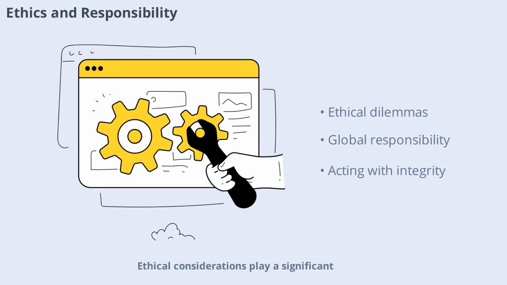Ethical considerations play a significant role in navigating geopolitical tensions. Decisions made on the international stage can have profound impacts on people and the planet. Balancing national interests with global responsibility is a constant challenge. In this scene, we'll explore the ethical dilemmas faced by leaders and the importance of acting with integrity.